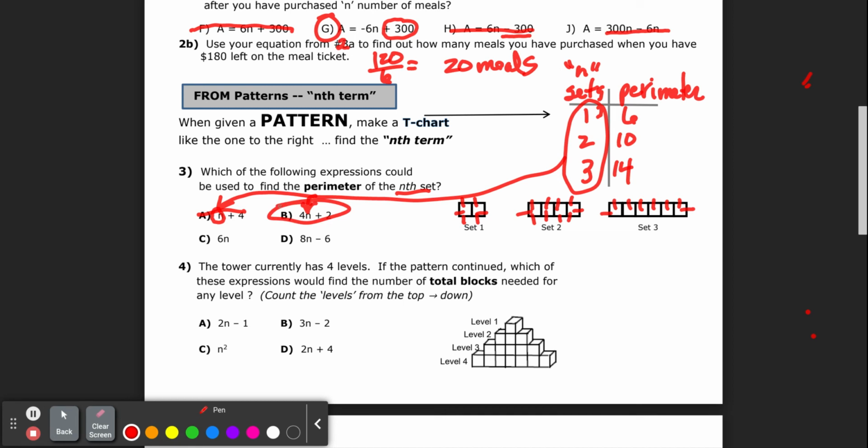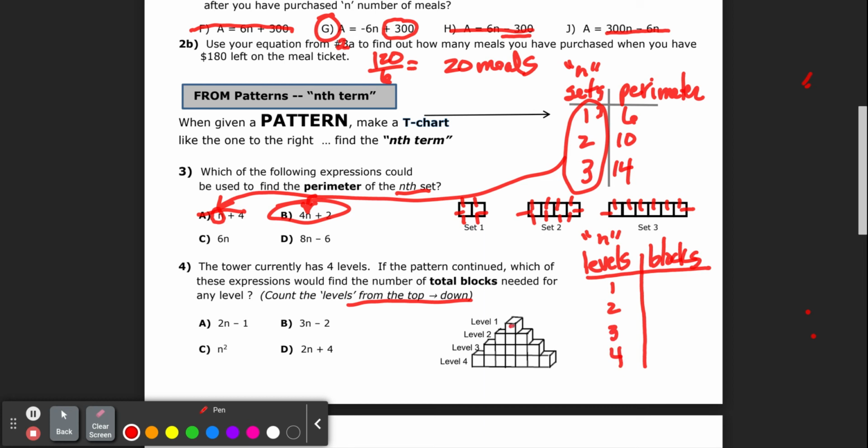All right, let's look at problem 4. It says the tower currently has 4 levels. If the pattern continued, which of these expressions could find the number of total blocks needed for any level? Count the levels from top to bottom. So again, we're going to form a T-chart, and our n column is going to be our levels. And then this is going to be the number of our blocks. It's not perimeter anymore, it's the number of blocks. It says count the levels from top down. So 1, 2, 3, 4.